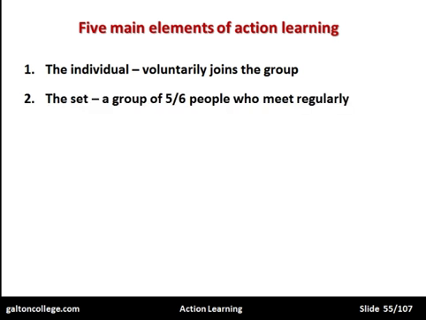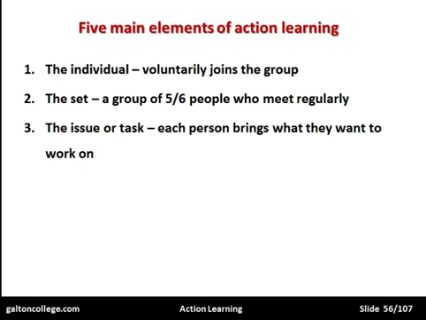5 or 6 people meet regularly. There's no hard and fast rule here, but if the group is too big, it's unmanageable. If it's too small, it's not going to work effectively. So 5 or 6 would be probably about right.